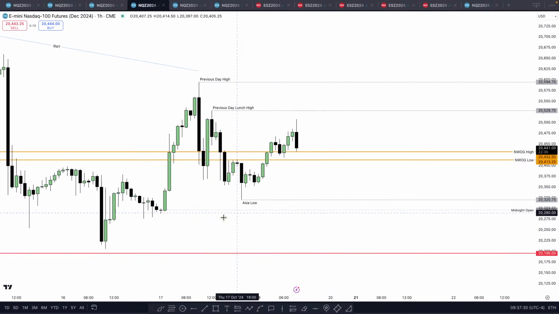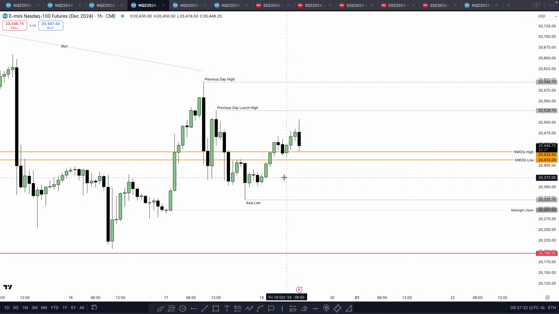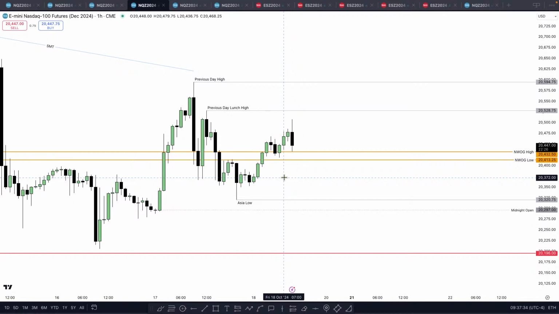Right, and just remain patient. We are going to get down there. It's 9:37. We still have about 13 minutes until the 9:50 macro. We have no red folder news today. So that is my first area of interest. But these liquidity pools, new week opening gap, okay, are all significant to me. I want all these tools, all this information to build my narrative.